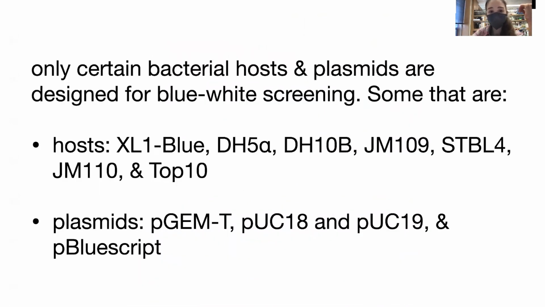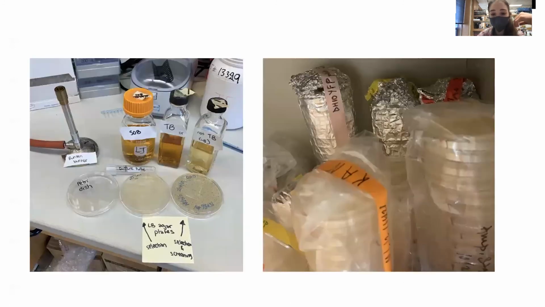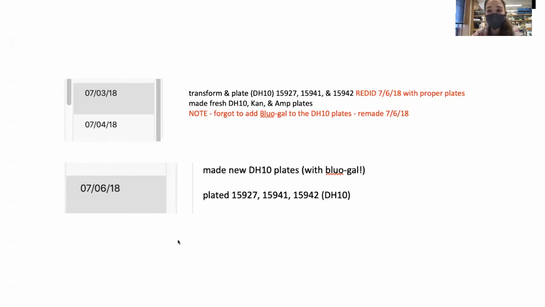This only works with certain bacterial hosts and plasmids. These are some of the hosts and plasmids, and you can just Google it and it'll tell you if it's yes or no. But you also have to make sure that you put the right stuff in the plates. It's not enough to have the ability to make the product if you don't put in everything that you need. I found this in my notes from a few years ago when I forgot to add the Blue-Gal to the plates, and then I made it fresh a few days later. Also remember you need the IPTG and stuff.